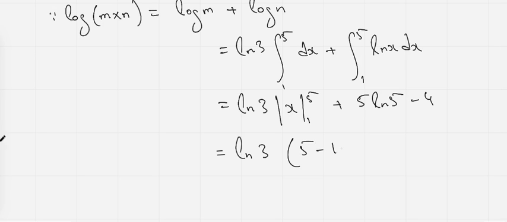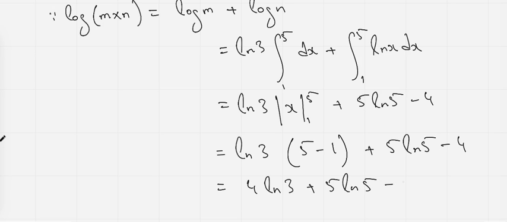We just apply here the upper and lower limits, and it's going to be 4 ln 3 plus 5 ln 5 minus 4. You can either keep your answer as it is, or you can write your answers in terms of decimals as well. If they specify that you should mention your answer up to particular decimal places, then you have to show it. Otherwise you can leave it as it is if it's not mentioned there.